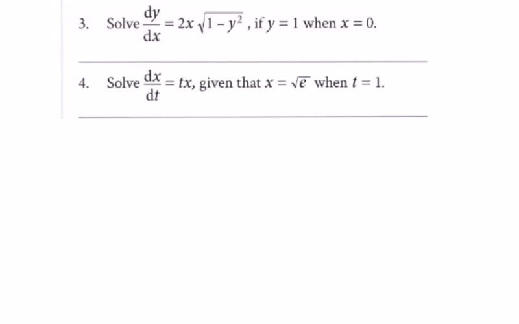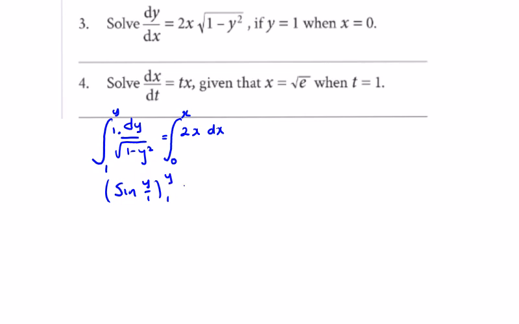In question 3, we need to divide by the square root of 1 minus y squared, and that will be equal to 2x dx. So integrating 1 over the square root of 1 minus y squared and integrating 2 dx, and y is equal to 1 when x is equal to 0. So 1 over the square root of 1 minus y squared integrates to the inverse sine of y between y and 1, which is equal to 2x squared over 2, so just x squared between x and 0.